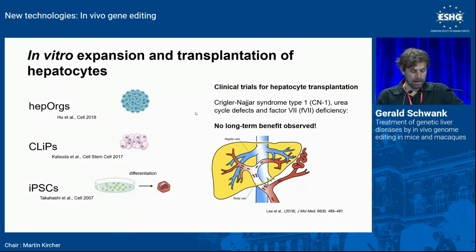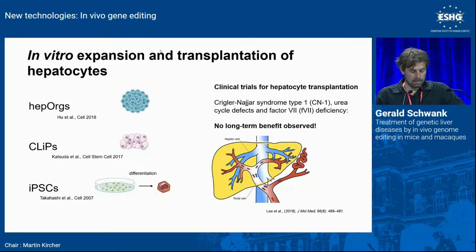Now, when I started my lab a couple of years ago, in 2015, we came more from the ex vivo genome editing approach, since I did my postdoc in an organoid laboratory. And when we investigated whether this is feasible for genetic liver diseases, we actually figured out that there are quite some technological bottlenecks still at the moment.